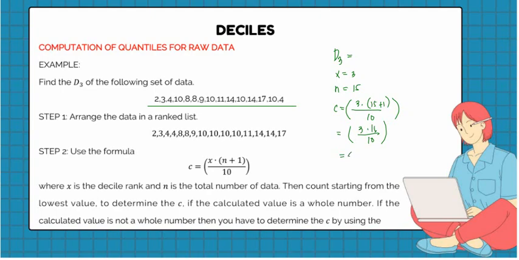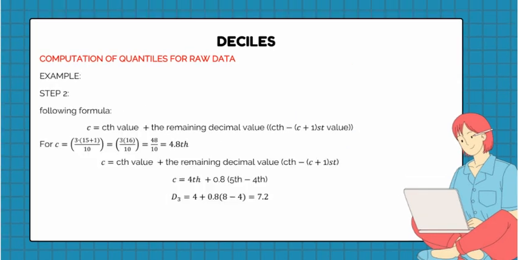So meaning our third decile is in the 4.8 position. But we have a rule: when it's not a whole number, you have to use this formula as well, wherein we make use of our C-th value and C plus first value. So as you can see here, instead of directly determining the 4.8 position, we have to substitute the C-th value, which is 4, right? Then its consecutive number, the C plus first, is going to be the 5th position.